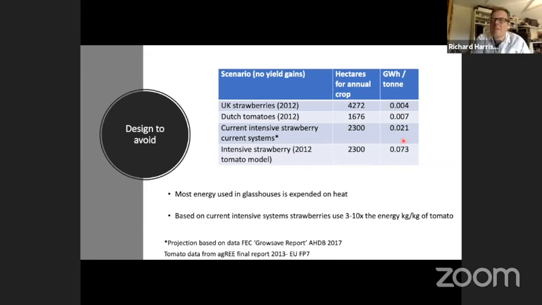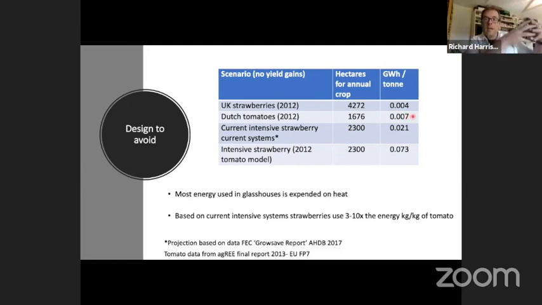So I started looking at different scenarios for production and trying to estimate the amount of energy, in gigawatt hours per ton, used in production. I'll walk through this a little slower. If we take UK strawberry production, this is mostly outdoor production, with 1,200 hectares used annually, and about 0.004 gigawatt hours per ton in terms of energy use. If we take Dutch tomatoes, again from the 2012 data set, 1,600 or 1,700 hectares, 0.007.